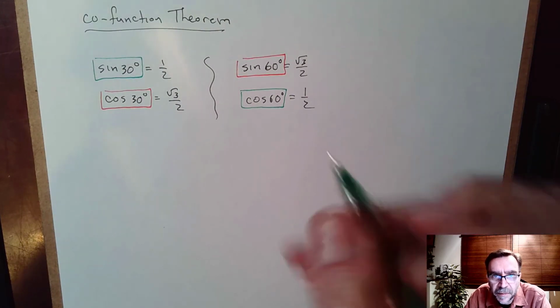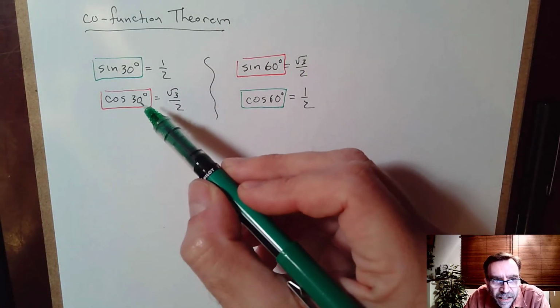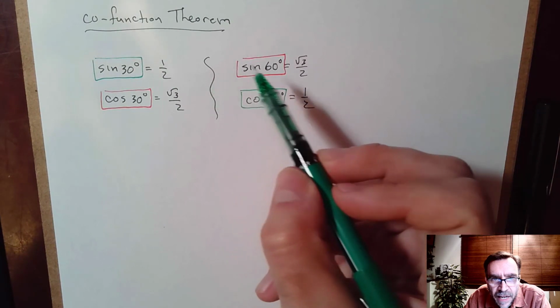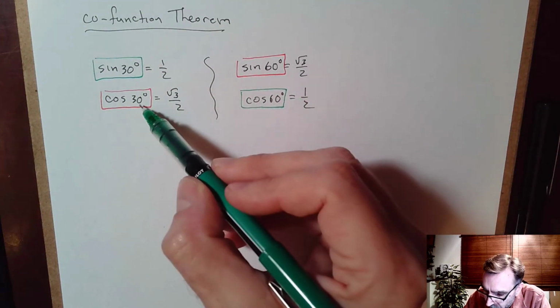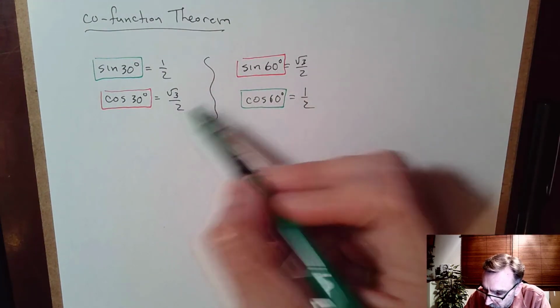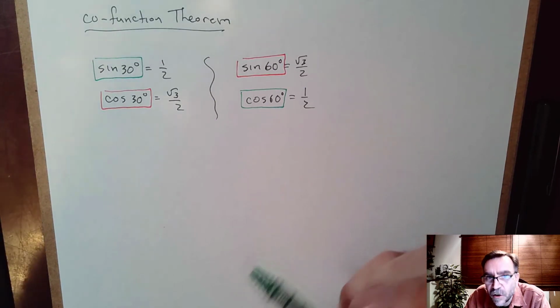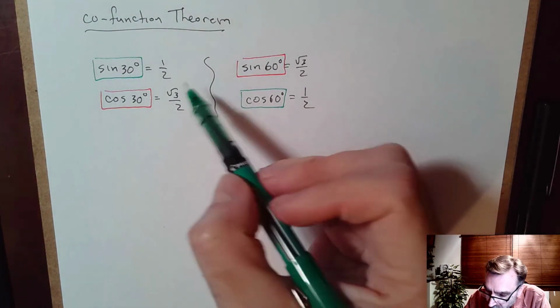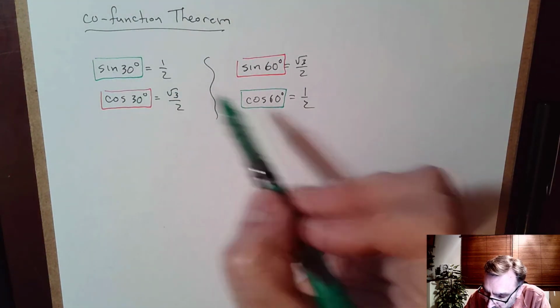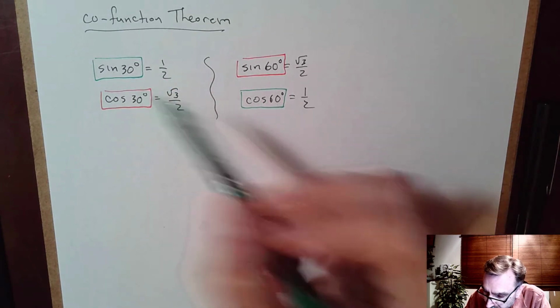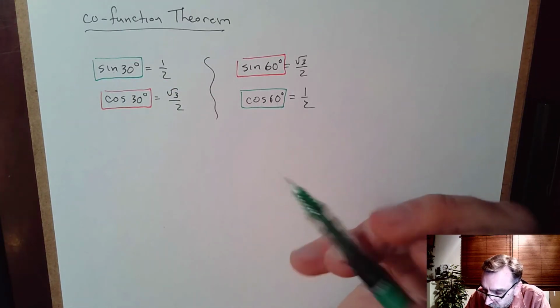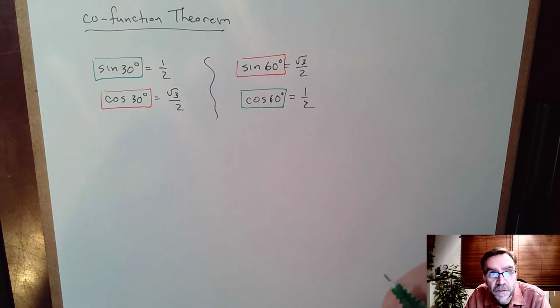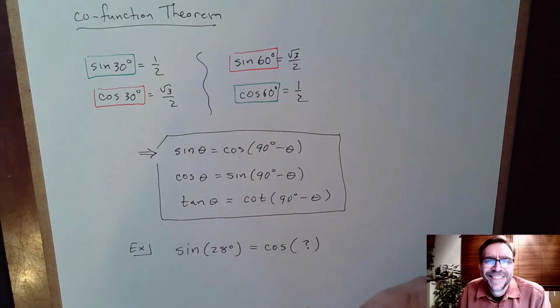So what's the pattern here? It seems like if the angles add up to 90 degrees, which they do here, 30 plus 60 is 90 degrees, the ratios are the same for the cofunctions. And the same here, we have sine and its cofunction, 30 and 60, they add up to 90 degrees. And that's true in general for all cofunctions. And so we get what's called the cofunction theorem.